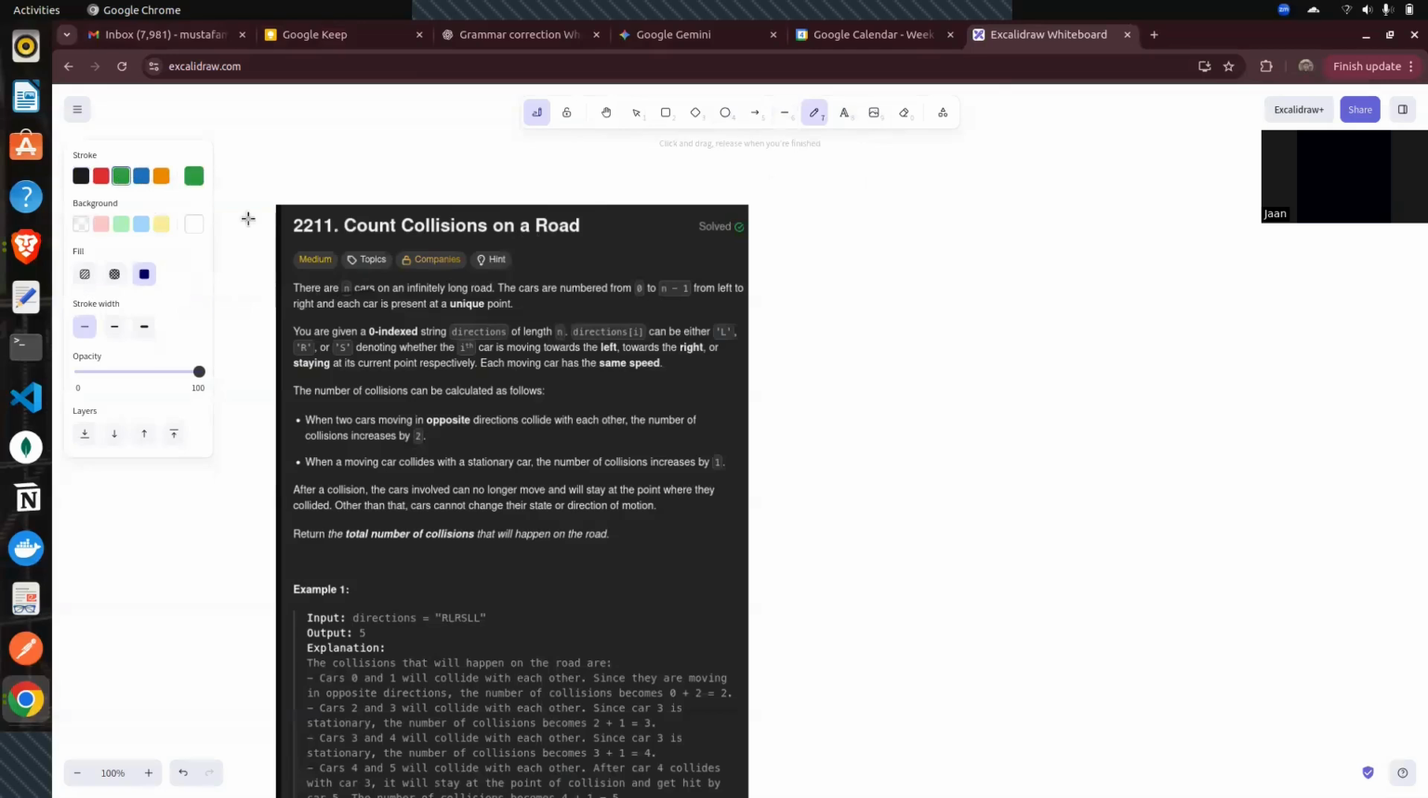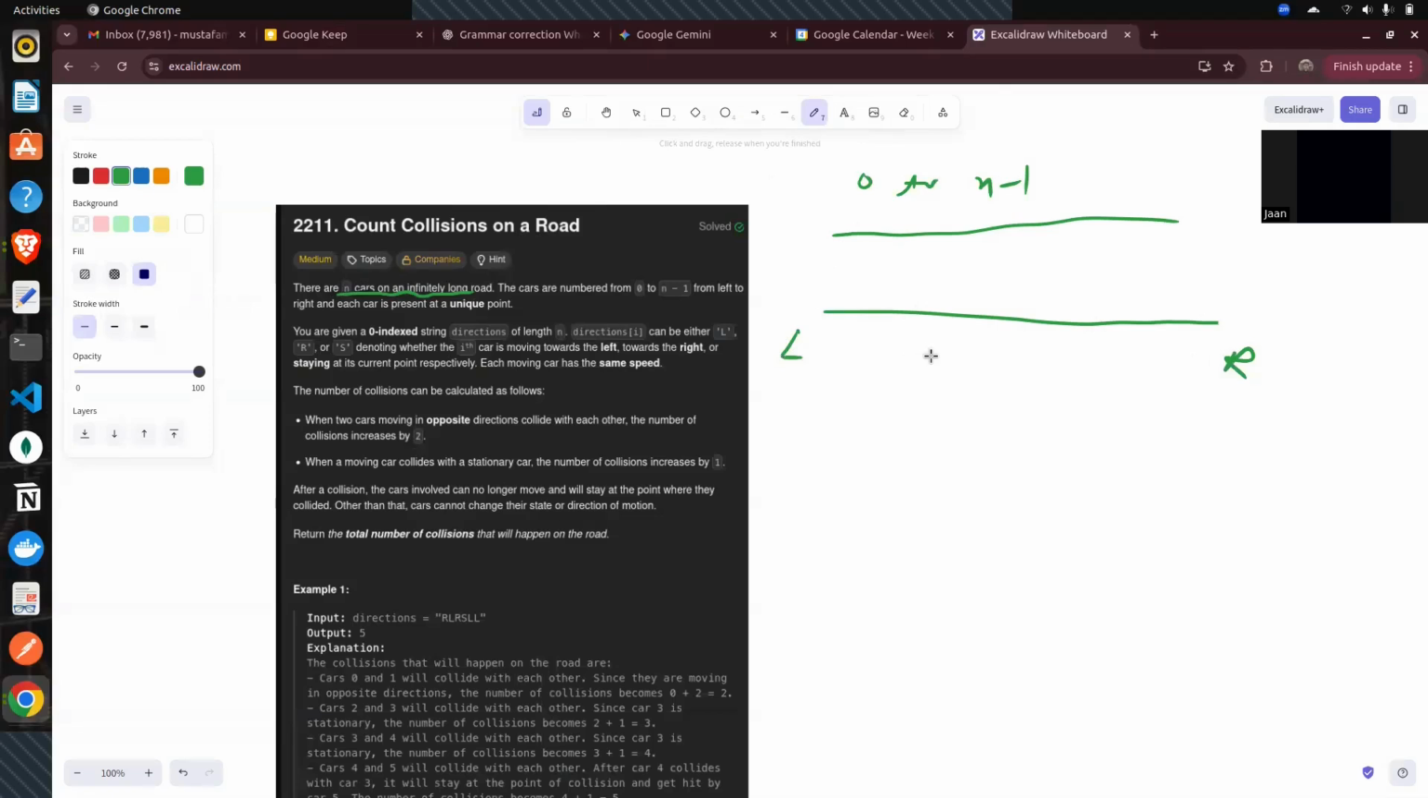So there are n cars on an infinite long road, and the cars are numbered from 0 to n minus 1, from left to right, and each car is present at a unique point.